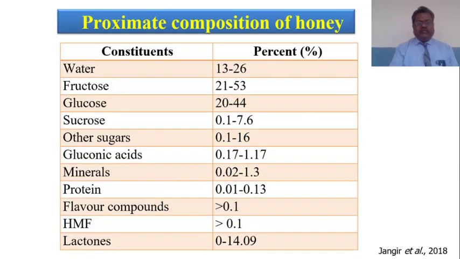When we see the proximate components of the honey: water, fructose, glucose, sucrose, other sugars, then gluconic acid, then minerals, then proteins, flavor components, and HMF and lactose. These are the different percentages of these components of the honey.